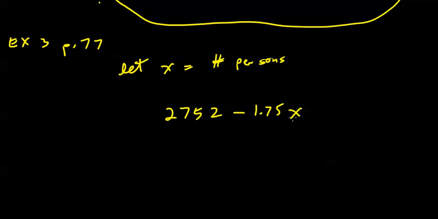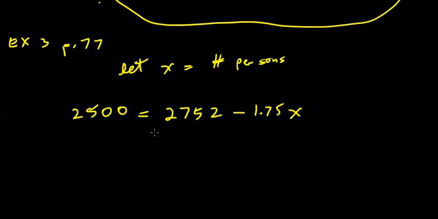So I'm going to say 2,752 minus 1.75x, where x is the number of persons participating in the trip, and we want to keep doing this until we reach a price level of $2,500 per person. Alright, so there's the setup. It's a simple let statement, a simple setup of the equation. Really not too bad. Of course, we're going to use a calculator to help us out here.